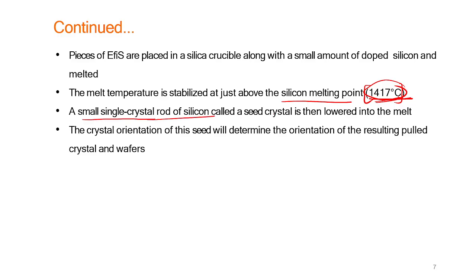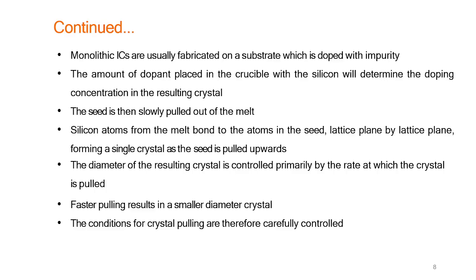A small crystal rod of silicon called the seed crystal is lowered into the melt. Slowly, you need to dip it in the molten silicon. After dipping, the crystal orientation of the seed will determine the orientation of the resulting pulled crystal and wafer. The furnace is rotating in anti-clockwise direction, and the seed shaft is rotating in clockwise direction. Slowly it is rotating and dipping into the molten silicon, and slowly you are taking it out. That is the method.